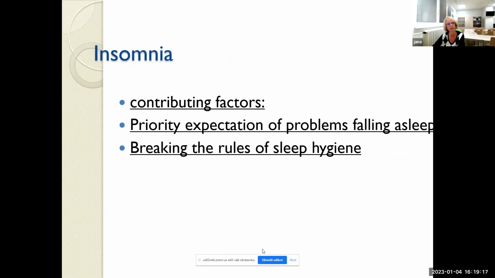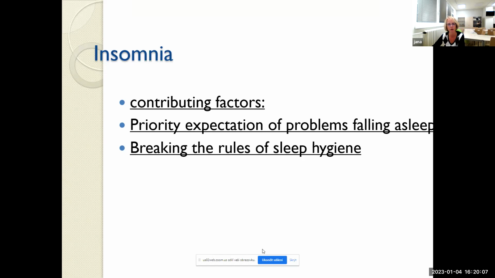Insomnia has contributing factors: the patient chronically has trouble falling asleep, and during the day they start to worry what happens when I should go to sleep again, or if I cannot sleep again, what will I do. And the people usually also break the rules of sleep hygiene. We usually speak about insomnia as acute or chronic, when people cannot fall asleep about 3 times per week, or it should also be a longer period, and then we speak about a chronic problem.